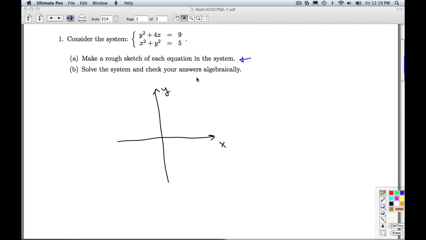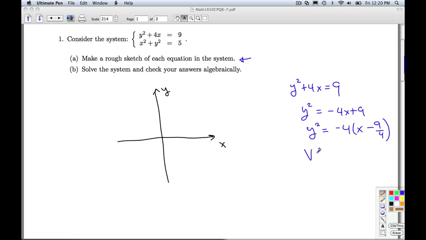So let's look at that first equation, y squared plus 4x equals 9. Thinking back to Chapter 7, I know this is going to be a parabola because only one of the variables is squared. To get it in the standard form, I'm going to move the x to the other side and factor out the leading coefficient of the x. So when I factor out that -4, I'm left with a 9/4. So this tells me the vertex is at (9/4, 0).